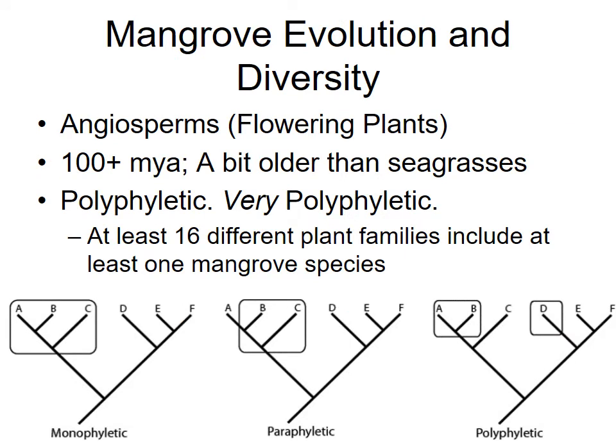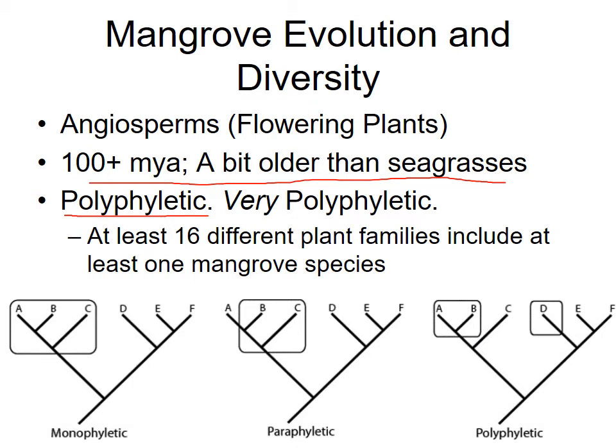All right, so where did mangroves come from? Mangroves are angiosperms, so they're flowering plants that evolved over 100 million years ago, shortly after the first flowering plants evolved anywhere. So we think from the fossil record that the first mangroves evolved maybe even a little before the first seagrasses, but it does get a bit fuzzy since we're talking about over 100 million years ago in the time of Tyrannosaurus rex. So mangroves are what we call polyphyletic, which means that they have multiple evolutionary origins.